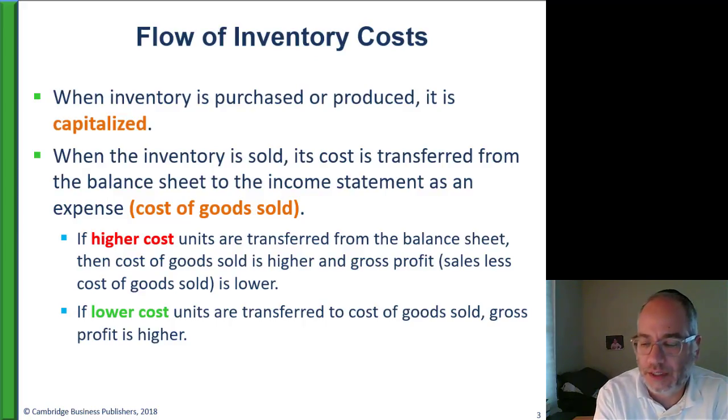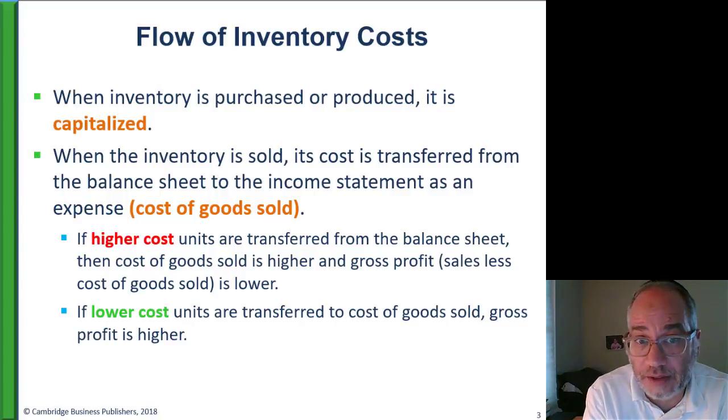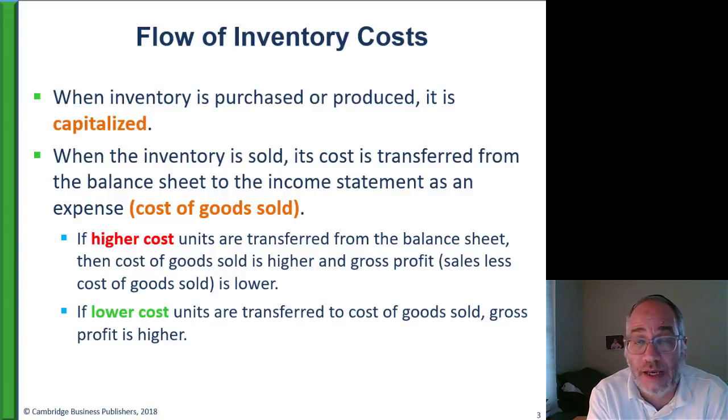And inventory is the cost of producing or buying goods that you sell. So when a company makes inventory or buys it from a supplier, it's going to be capitalized as an asset, merchandise inventory on the balance sheet. And inventory is always a current asset. And then when the company sells the asset, it comes out of inventory on the balance sheet and goes into the income statement as cost of goods sold, an expense.